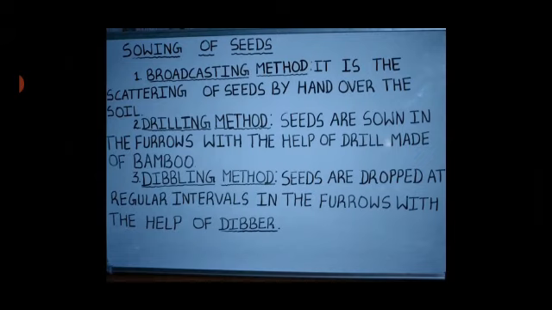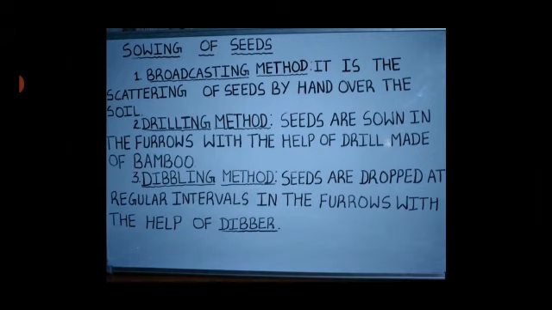Number two, drilling method. How are the seeds sown in this method? Seeds are sown in the furrows with the help of a drill made of bamboo. This is how it is done: while using the plow, seeds are dropped through a bamboo shaft which is attached to it, in the furrow made by the plow in a straight line. This method, though saving wastage of seed, is very time consuming. That means it takes a lot of time, and it's mostly practiced in Tamil Nadu in peninsular India.